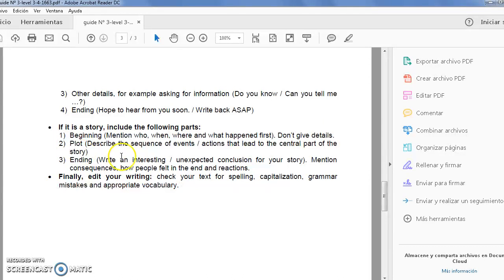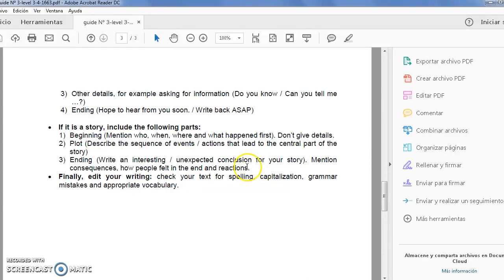The plot is the description of the sequence of events or actions that lead to the central part of the story. Here you should use past simple, past continuous, past perfect, and adjectives and adverbs. And the ending of the story should be an interesting and expected conclusion for your story. You should mention consequences, how people felt in the end, and reactions.